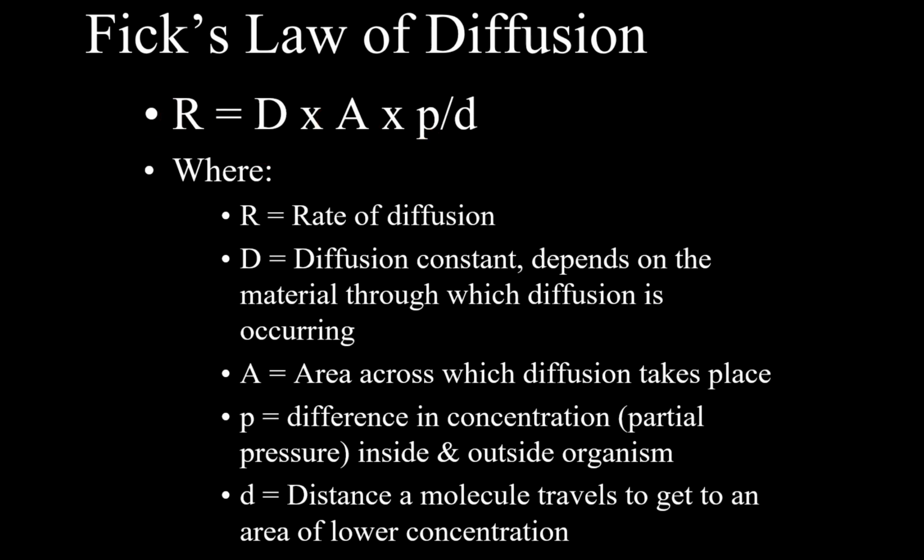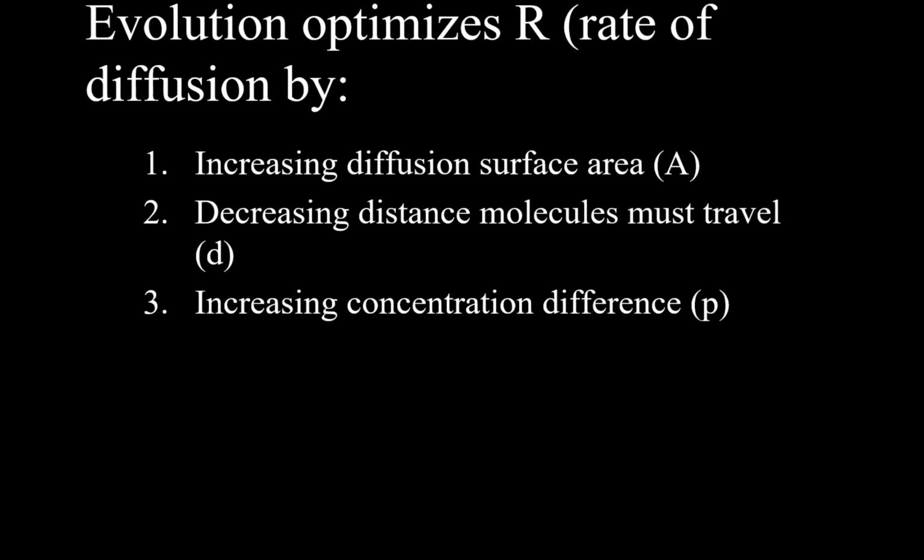Now, the actual respiratory structures in organisms are being selected for based on the relationships that you're seeing in Fick's law. So evolution is optimizing the rate of diffusion, and it does that primarily by increasing the surface area over which diffusion occurs, so making A a large number, decreasing the distance that molecules have to diffuse across, so d needs to be a really short distance for R to be a large number, and by increasing the concentration difference. So you want a big concentration difference, because the bigger that difference, the faster the rate of diffusion.